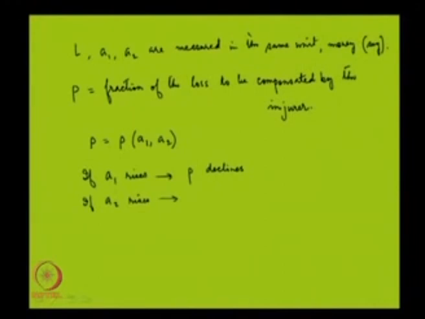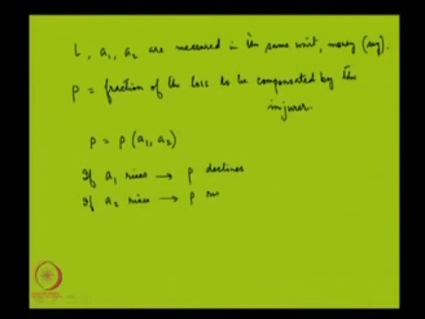If A2 rises, what happens? If A2 rises, that means victim is taking more care. If victim is taking more care, it can be safely assumed that he is less responsible for the accident. So, in that case, rho should go up because rho is the fraction that is compensated by the injurer. So, it appeals to logic that as A2 rises, that is, if the victim is taking more care, he should be compensated more because he is not responsible. That is why rho should rise. So, this is more or less the story.